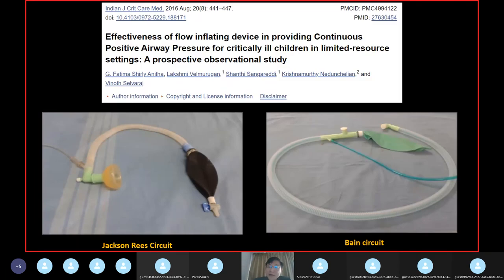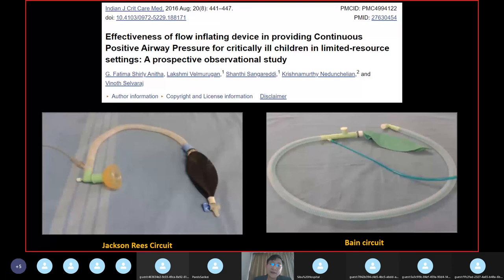So if you do not have an NIV, what do you do, right? Especially with a simple CPAP, what do you do if you do not have an NIV? Would you just give up like that? Please don't give up. We can actually do NIV in a specific manner.